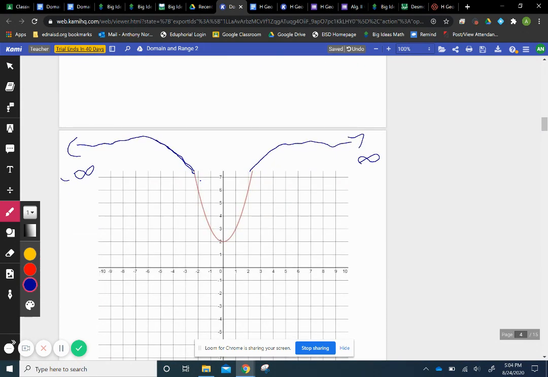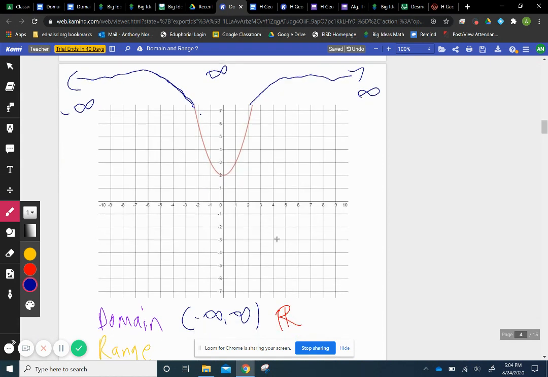So we go up and up and up. These are going to keep going up, right? So if we look way up here, we're at positive infinity. As we go down, do we make it to negative infinity? No, we're stopped right here at 2.